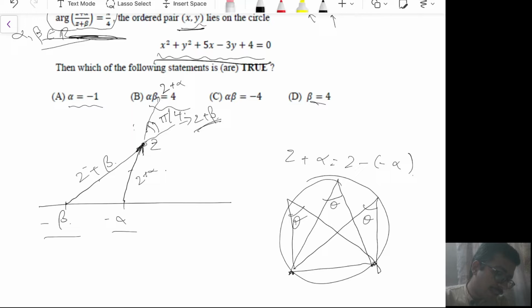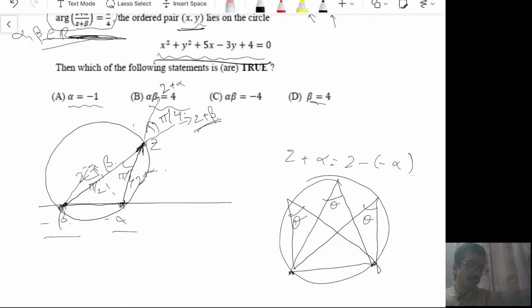Basically this is an arc of which the chord is minus alpha minus beta, and it lies on a circular arc at which we have minus alpha and minus beta, and this angle is pi by 4. Note that the chord joining minus alpha and minus beta subtends an angle of twice pi by 4, which is pi by 2, at the center, right? So this angle at the center should be 90 degrees.